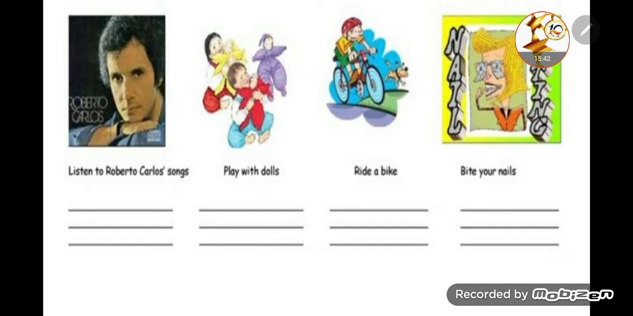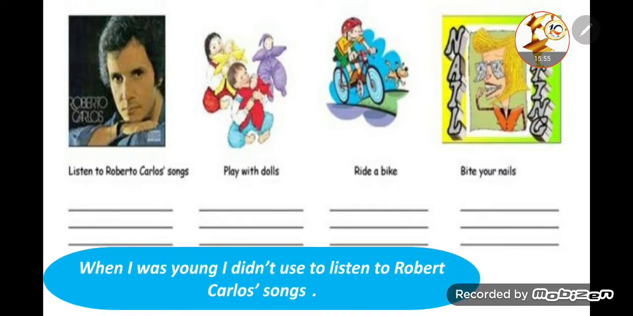ride a bike, bite your nails. Listen to Robert Carlos songs. When I want to talk about listen to Robert Carlos songs, for example, I can say my father used to listen to Robert Carlos songs. Or I can say when I was young, I didn't used to listen to Robert Carlos songs. When I was young, I didn't listen to Robert Carlos at all.